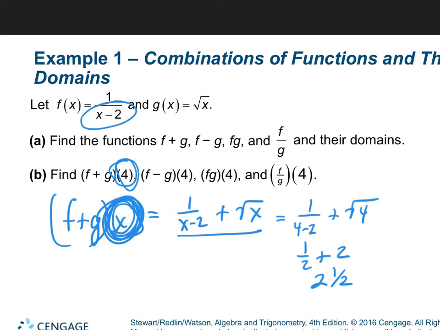You have two domain restrictions. What number can x not be in this denominator? 2. Why? Because the denominator can't be 0. If you plug 2 in here, this would become 0. So x cannot be 2 in that case. What can this x not be? It's got to be greater than or equal to what? Can you take the square root of a negative number? No. So it's got to be greater than or equal to 0. You guys got to be aware of those things.